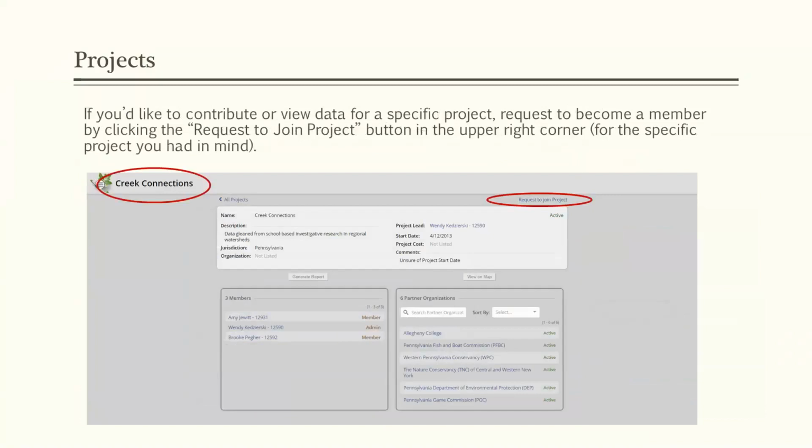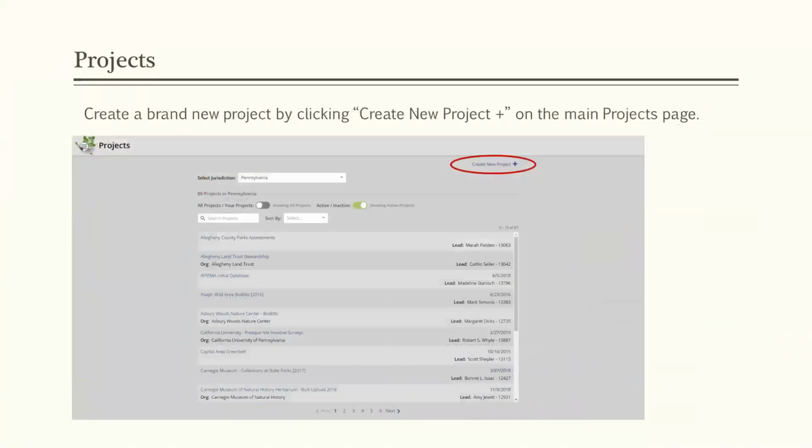So if you'd like to contribute or view data for an existing project that's already in that list, you can click on that project, and then there's a button near the top that says Request to Join Project, and you can click that button to request to be a member of that project. And once the leader of that project confirms you as a member, you are then able to contribute data and also view data for that project. Without being a member of a project, you will not be able to access it or contribute data to it, so keep that in mind.